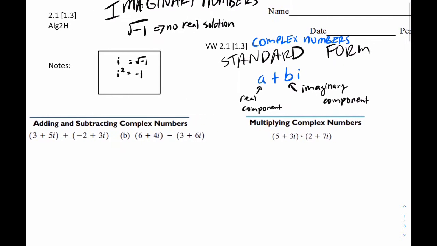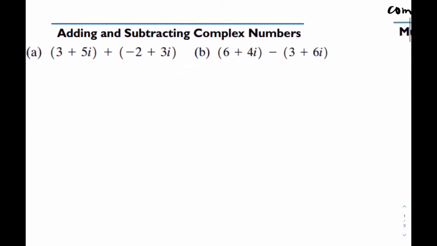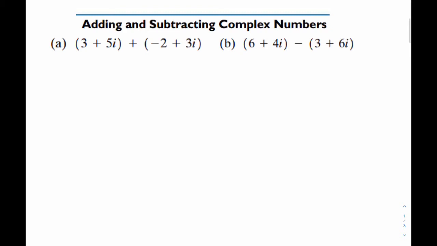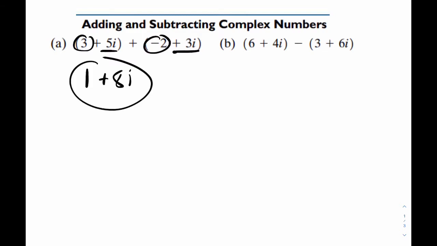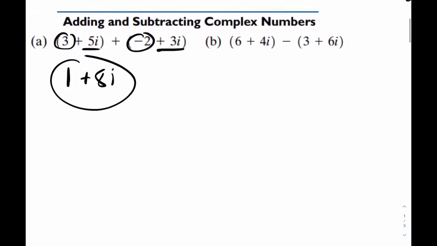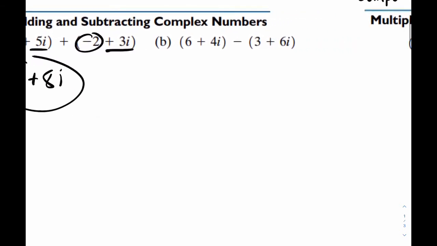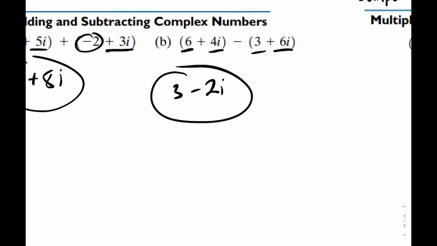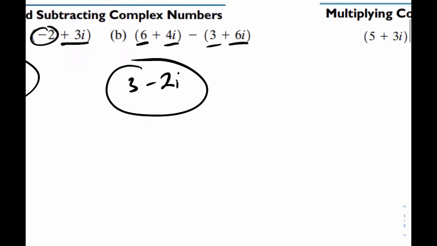Now to do a couple problems, or the first examples, they're quite simple. They follow the regular rules of algebra. So you see a 3 and a -2, that's +1. 5i and 3i, that's simply 8i. 1 plus 8i, again, that looks like regular algebra, not that bad. B is the same thing. 6 minus 3, that's 3. 4i minus 6i, that's -2i. So again, notice the regular algebra, nothing crazy has really happened. You could do that with no problem.